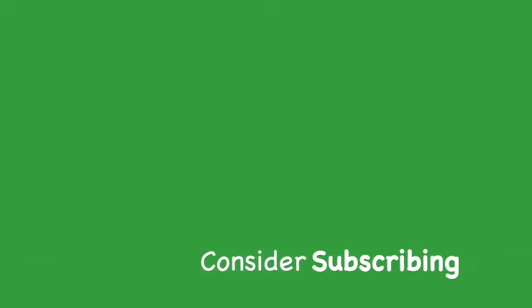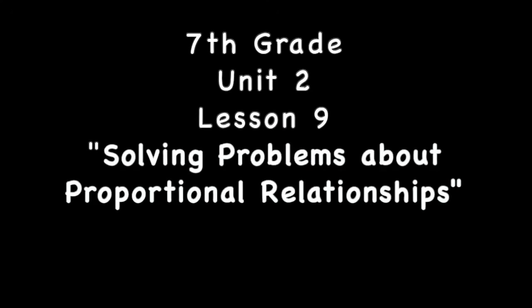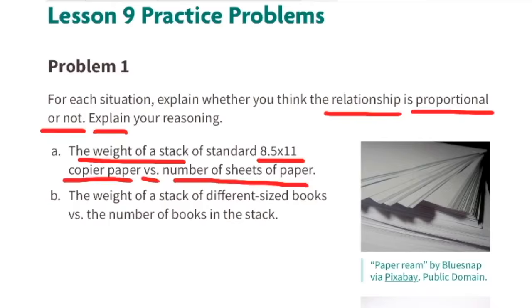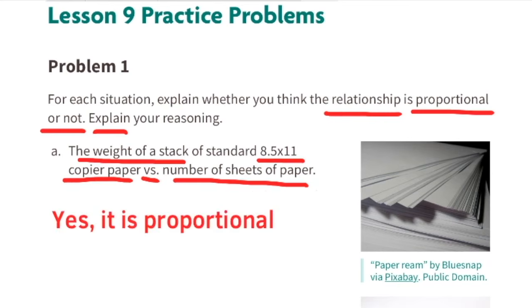7th grade, Unit 2, Lesson 9. Solving problems about proportional relationships. Problem number 1. For each situation, explain whether you think the relationship is proportional or not. Explain your reasoning. A. The weight of a stack of standard 8.5 by 11 copier paper versus number of sheets of paper. Yes, this situation is proportional.